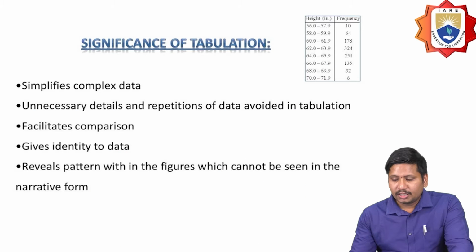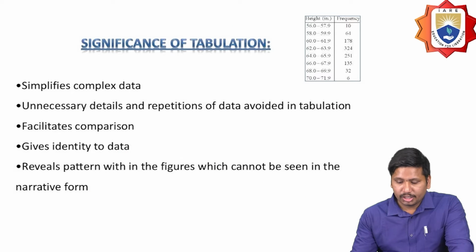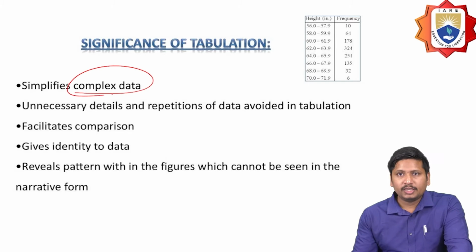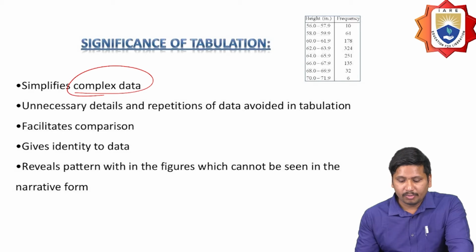So what is the major significance of tabulation actually? The main significance of tabulation is that you should be able to simplify complex data. The data we collected comes in the form of text, which is complex in nature, so if we present it in the form of text it is complex, but in the form of a table it becomes simple.